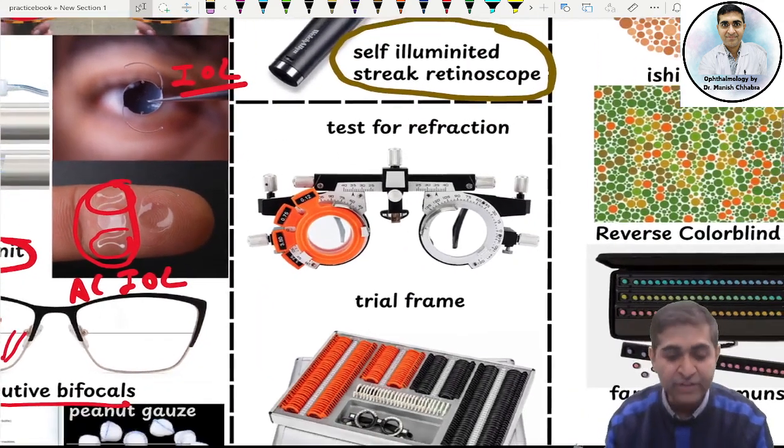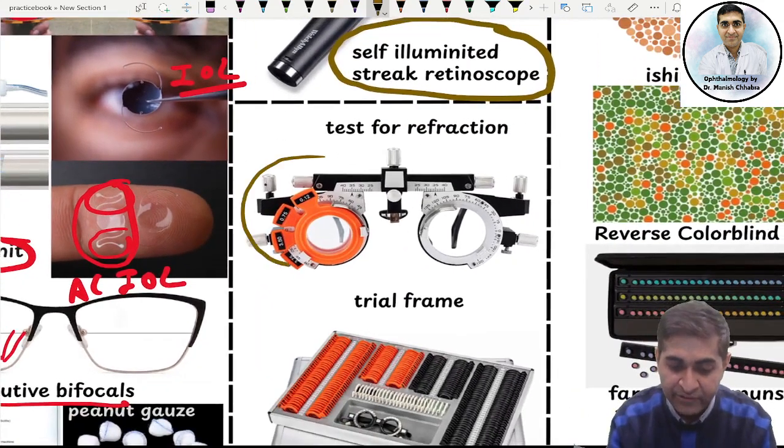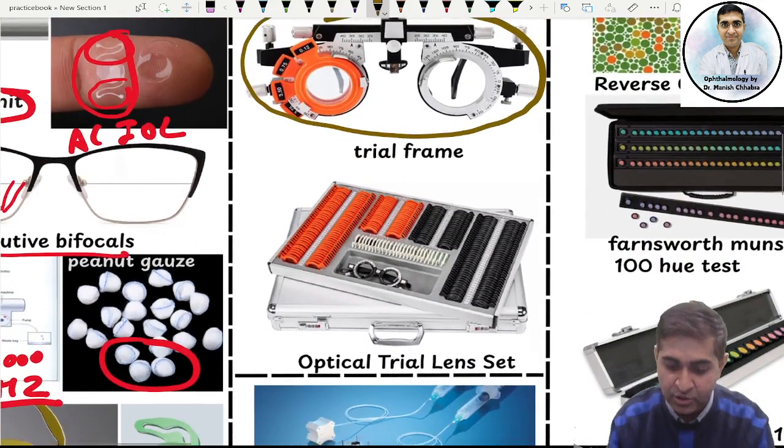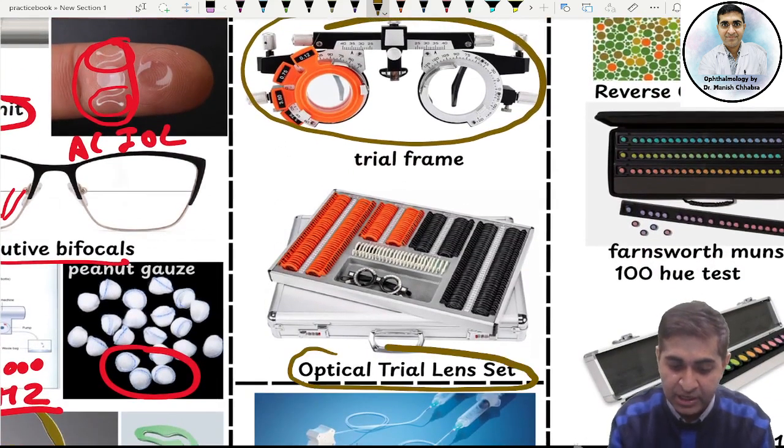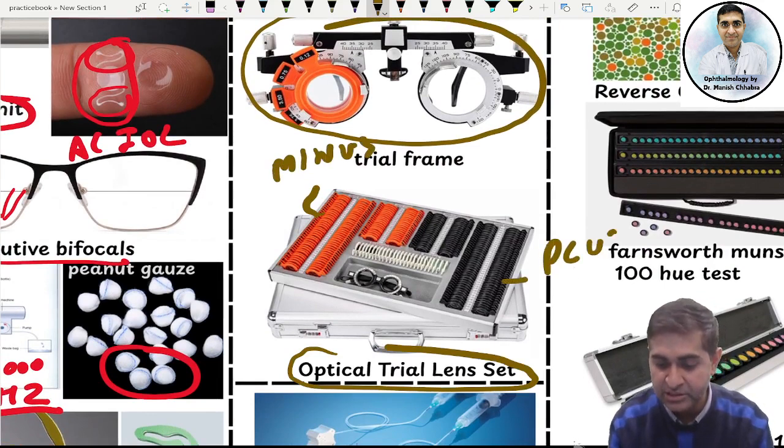Now, test for refraction. This is your frame and this is your refraction set, in which these red glasses are minus power glasses and black glasses are your plus power glasses, right?